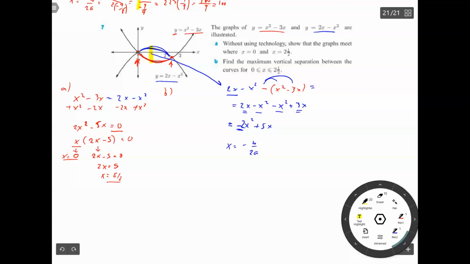So this is a, right? -2, and this is b, which is 5, and c, of course, is 0. So -5 over 2 times -2, which is -5 over -4, which is 5/4. So the x value, which makes the blue minus red distance the greatest, is 5/4. And that's it.